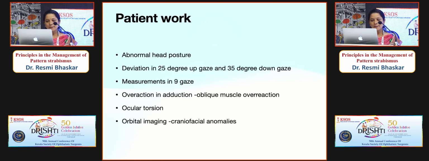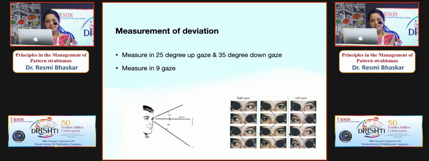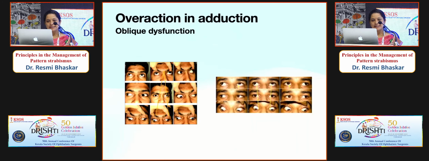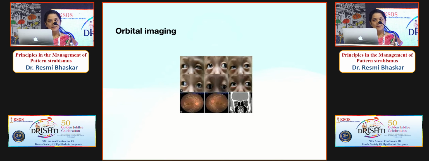So the patient workup, as Dr. Chaitanya has already told: abnormal head postures, measurement of deviation in up gaze and down gaze, and also in all 9 gazes. The overaction and adduction is very important because you are planning surgery according to it, that is inferior oblique overaction or superior oblique overaction; the hypo or hyper should be evaluated. Torsion, which can be tested by double Maddox rod or by disc picture, is a more reliable criterion than inferior version testing in case of overaction of the obliques. And orbital imaging is a must before surgical planning in case of craniofacial anomalies.